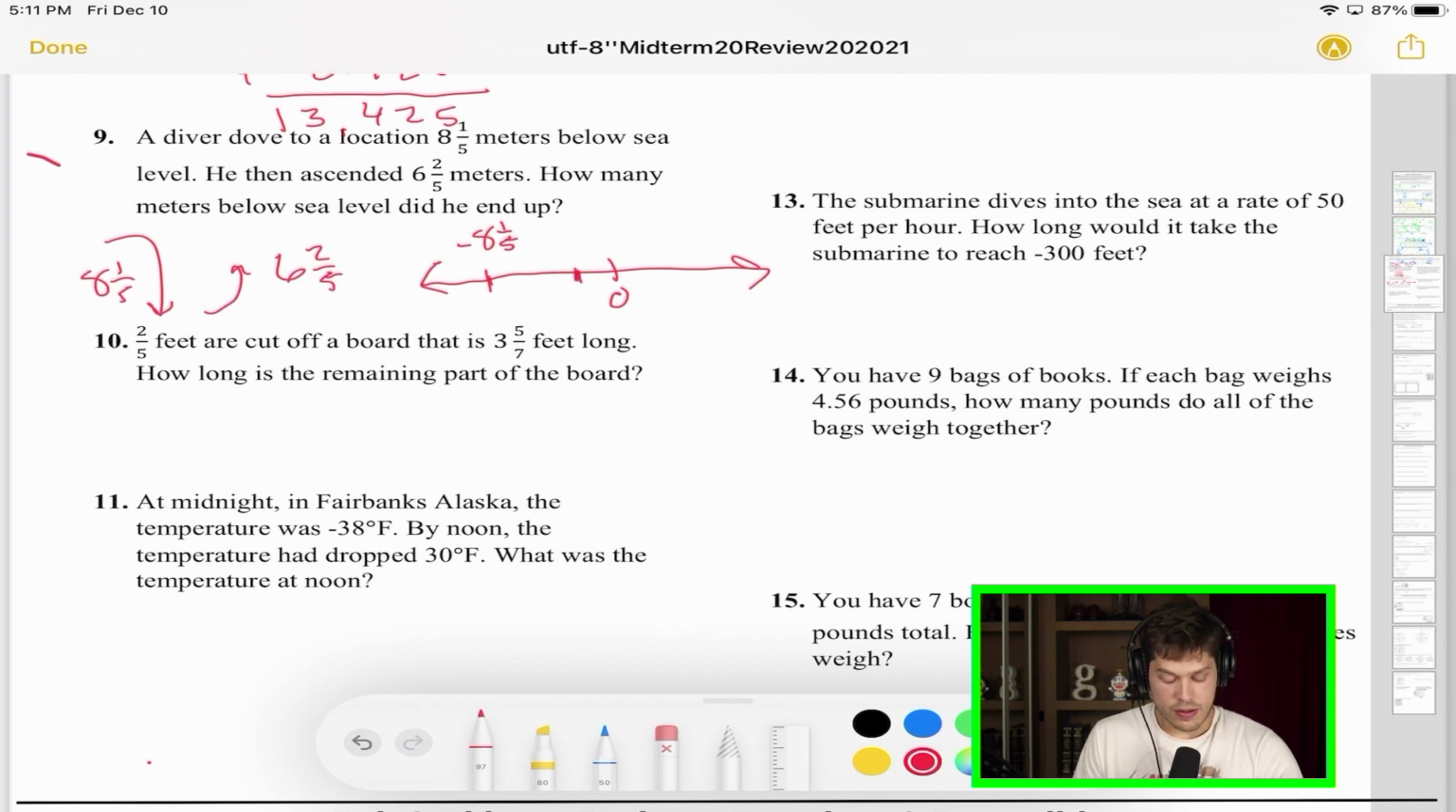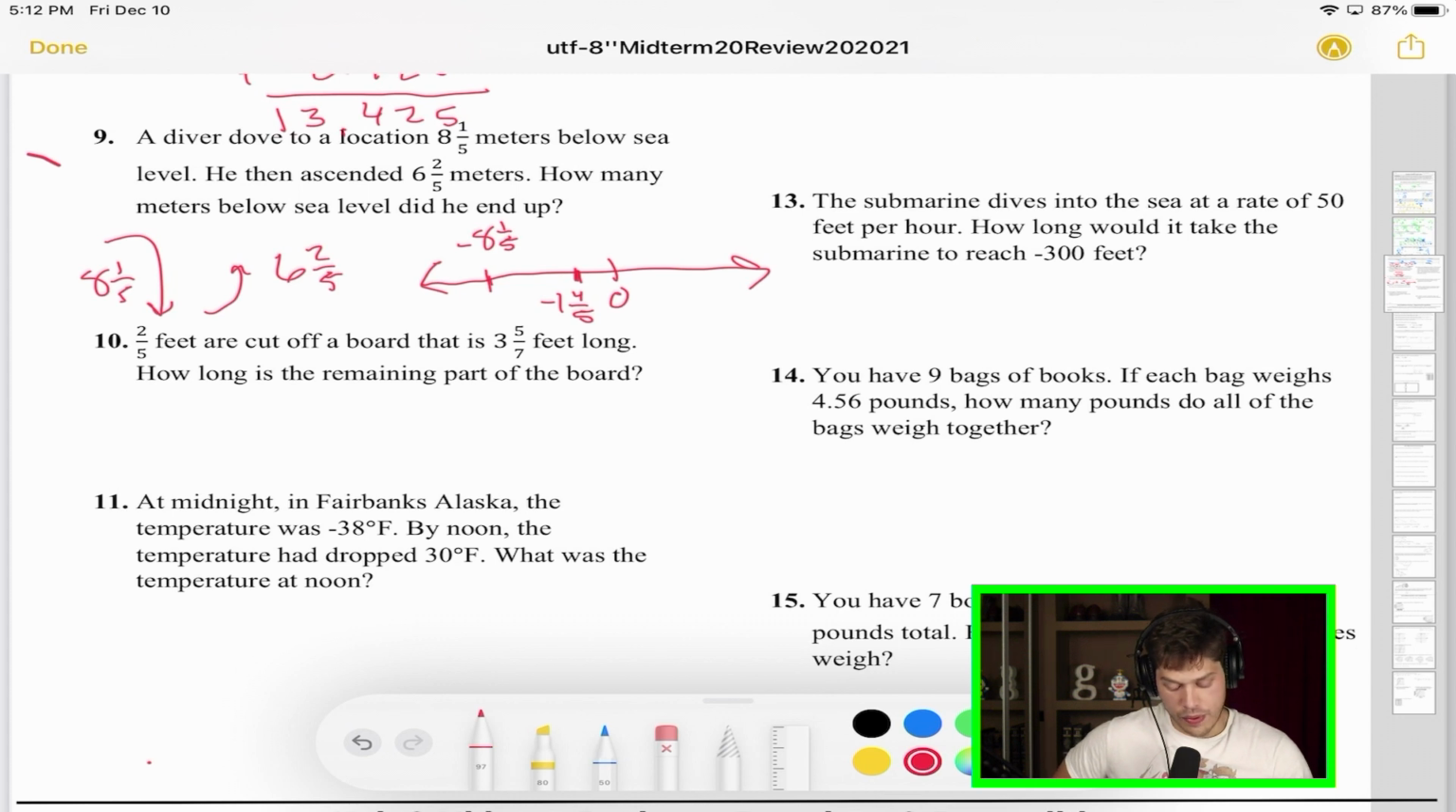So how close to 0 are we getting? Well, what's the distance between these two values? 8 minus 6 would be... 1 4/5. Yep. When you add this, you'll be at -1 4/5.